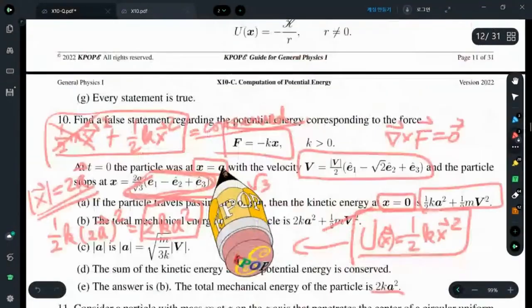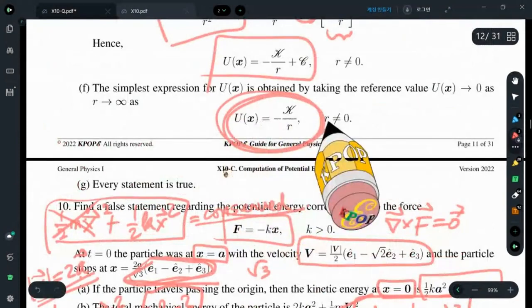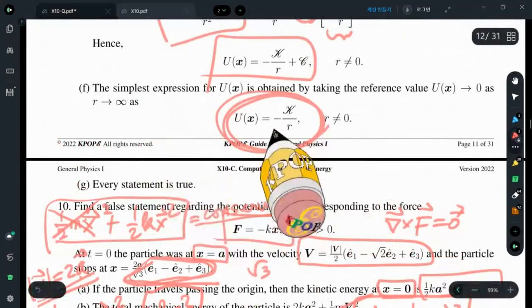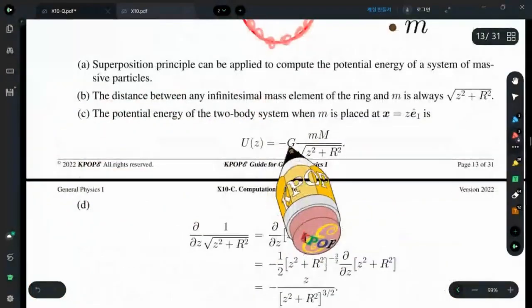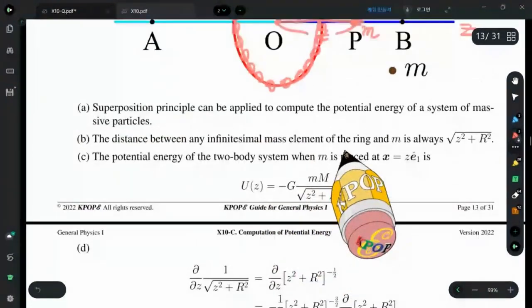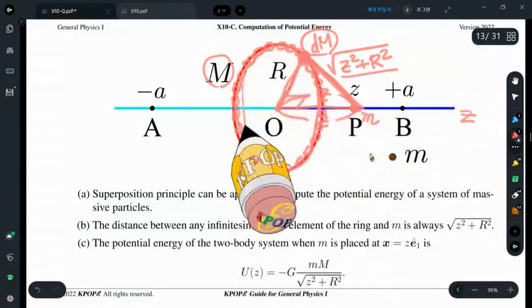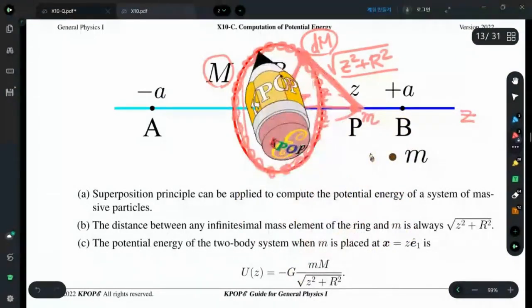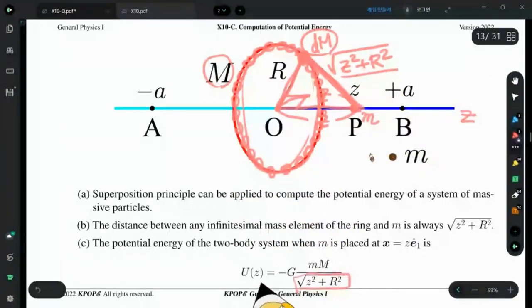We have just derived the potential energy of gravitational force, that is inverse scale law, and K is nothing but the G times mass product. So this point mass and this distribution of mass everywhere has the distance this. Therefore, the potential energy is simply this.